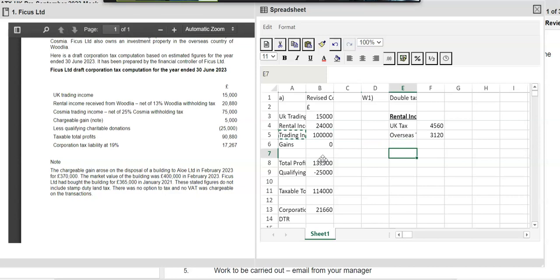So let's copy this. That's trading income, and I will be copying this. Okay, so this 100,000 times 0.19, so UK tax is 19,000, and if we go to the overseas tax, that's 25%. Right, so I have to choose the lower of, right?